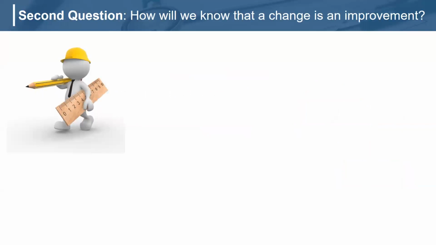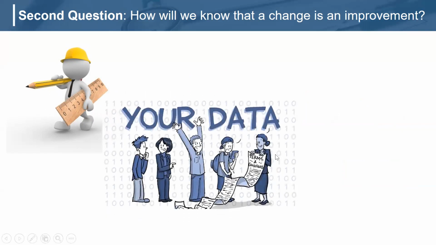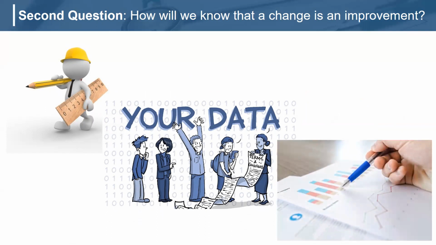So the second question in the model for improvement is, how will we know that the change is an improvement? And that speaks to our data piece. With our data piece, we're looking to assess the baseline, measure and find out how the system is working at current state. And then as we go through the project, we're looking to continue to collect data and analyze it regularly to make sure that the changes we're making are actually causing the effect that we want.